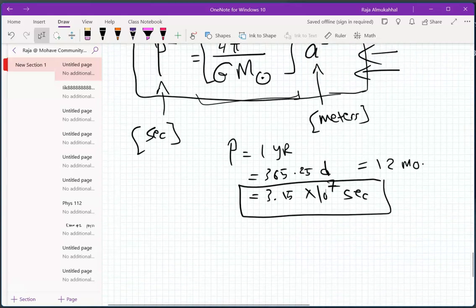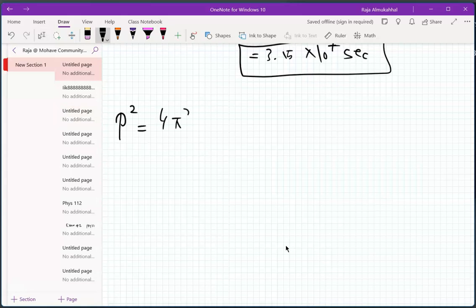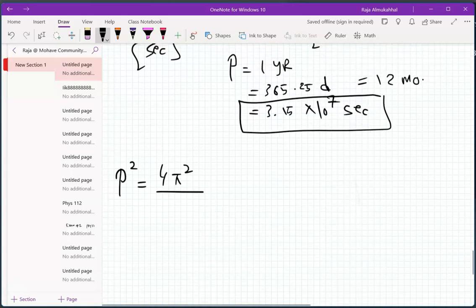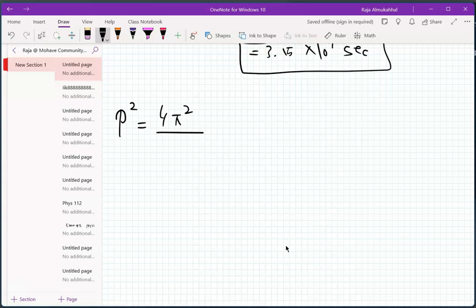So let's do that. It's just kind of for fun. So here it is: P squared equals 4 pi squared over G times the mass of the sun, times a cubed. So let's put the numbers in there.